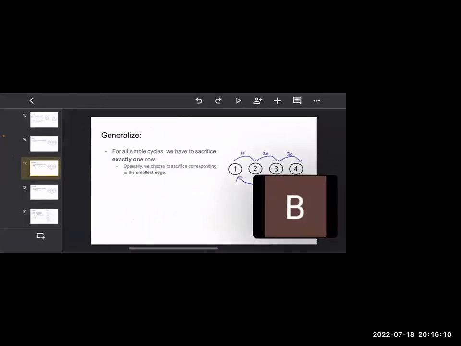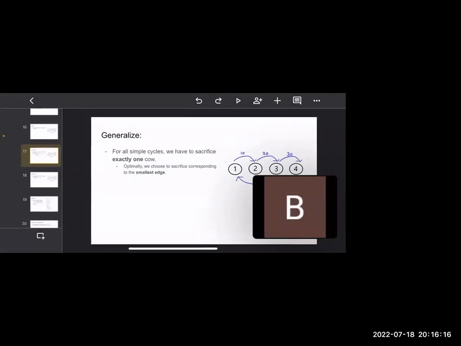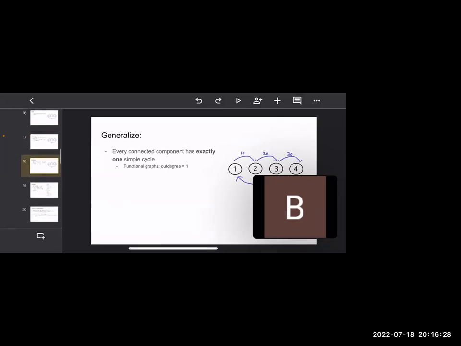So we kind of have that theorem. For a given simple cycle, just from this test case alone, we know that we will sacrifice exactly one cow, and we choose the lowest weight from that. And we can generalize even further. In fact, we can say that each connected component has exactly one simple cycle.